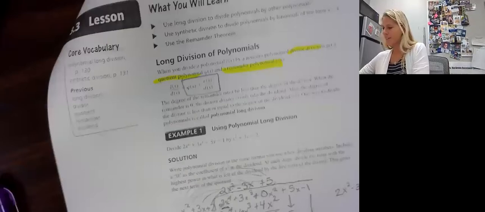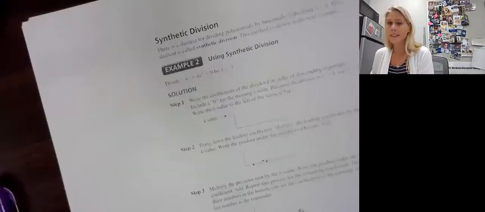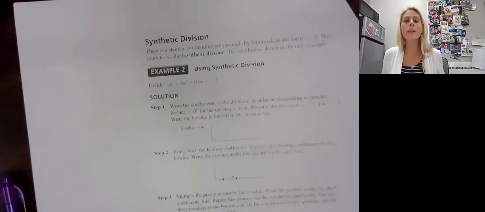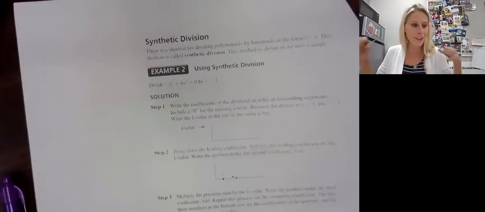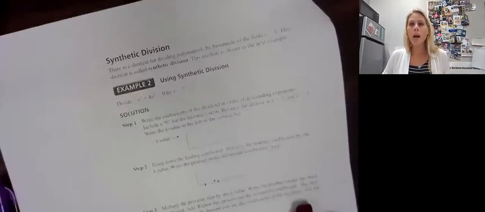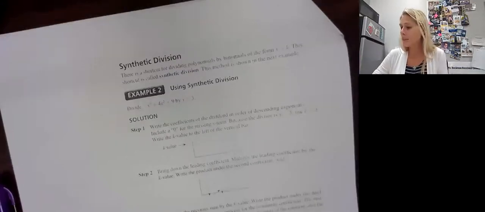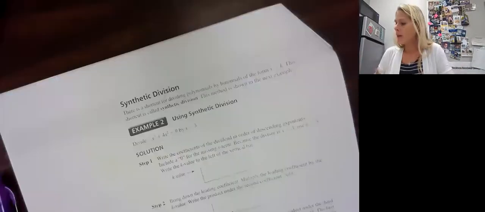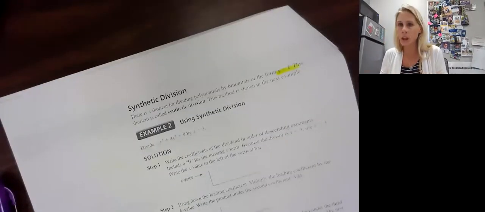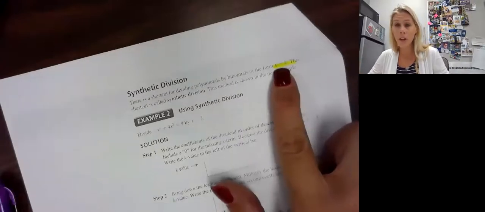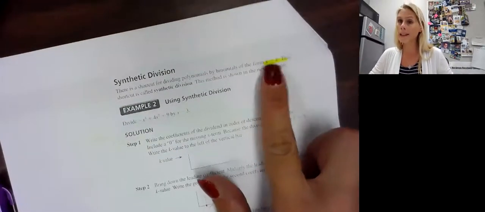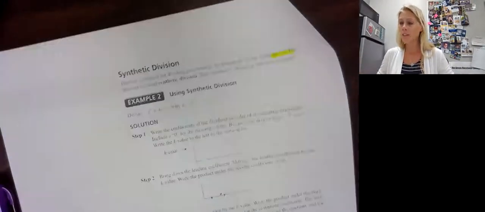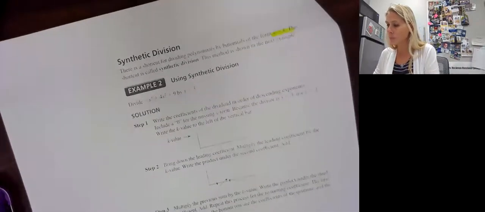Okay, let's move on. I like this way a lot better, I promise you. Okay, synthetic division. There's a shortcut for dividing polynomials by binomials. But the thing is, guys, they have to be in the form x minus k. So if you have an x squared or an x cubed, you have to do long division. But if you have an x to the first, or really a 1x to the first, you can use synthetic division. So I'm going to show you how to do that now.